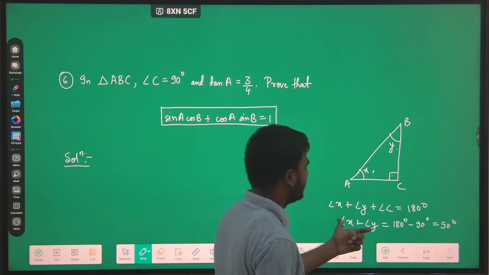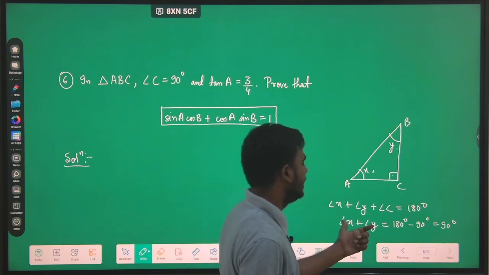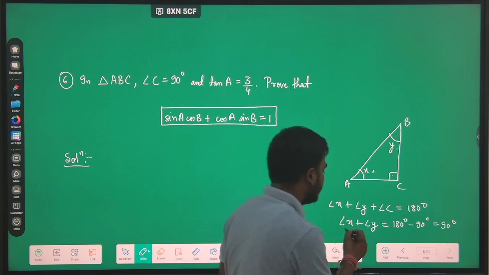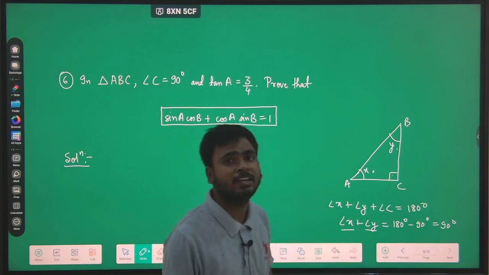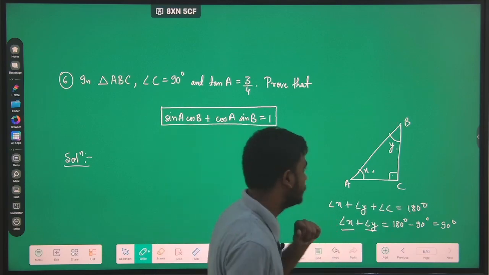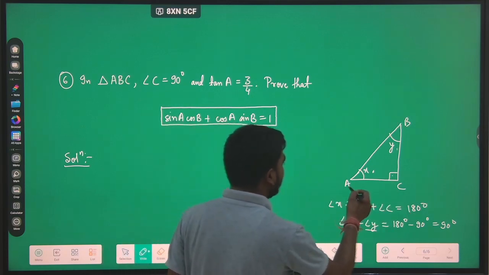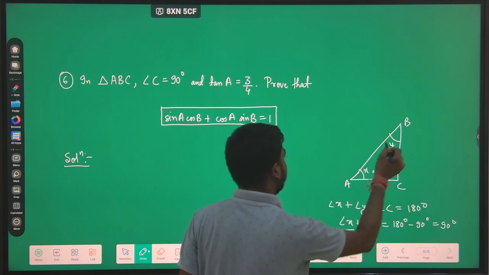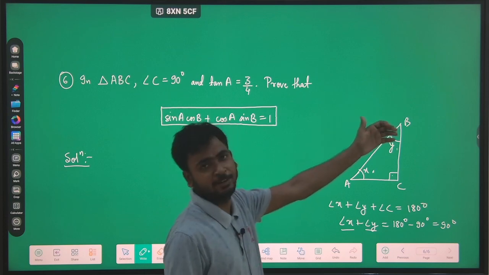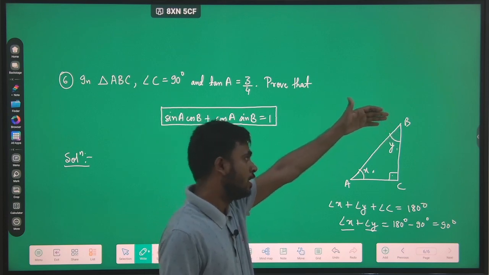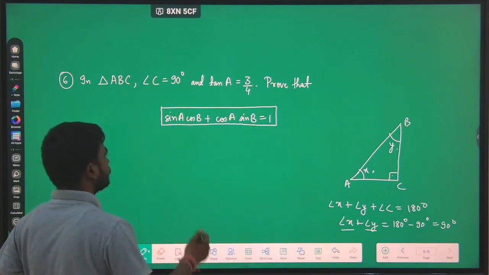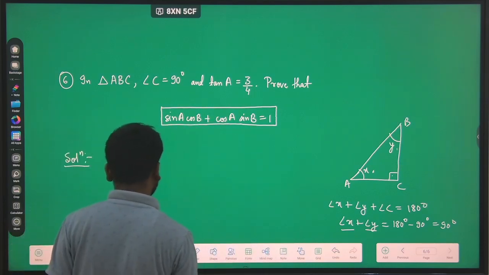In a triangle, if the sum of two angles is 90 degree, then we say both the angles are acute angles. Okay. So here we can find out the value of tan A and tan B. All the trigonometrical ratios are to be found between A and B. Okay, so what will be sin A?